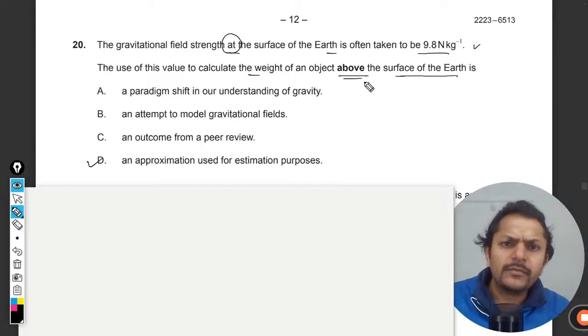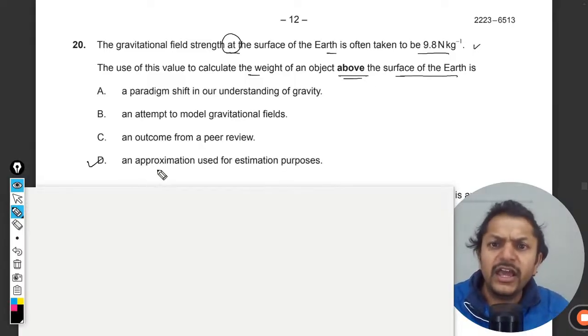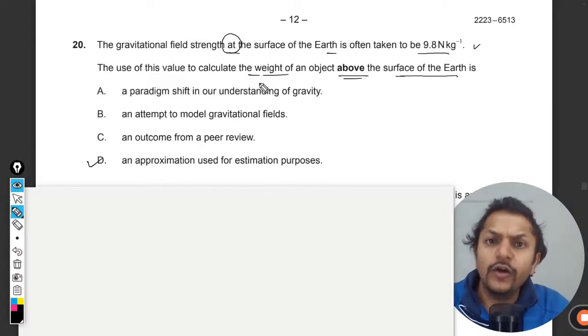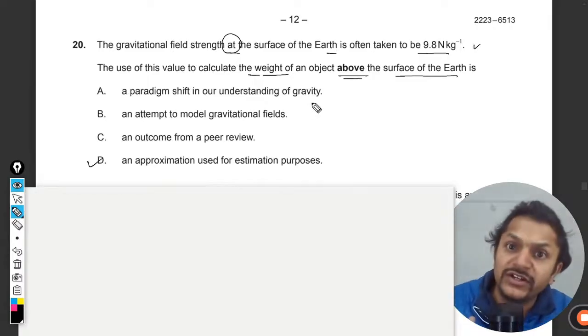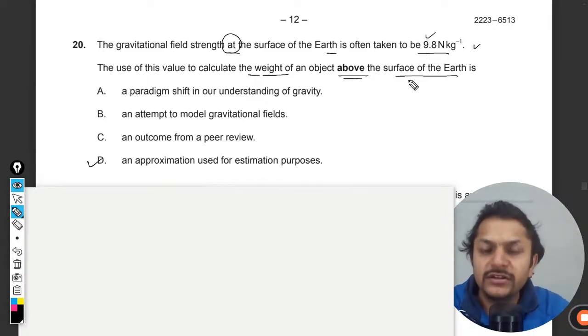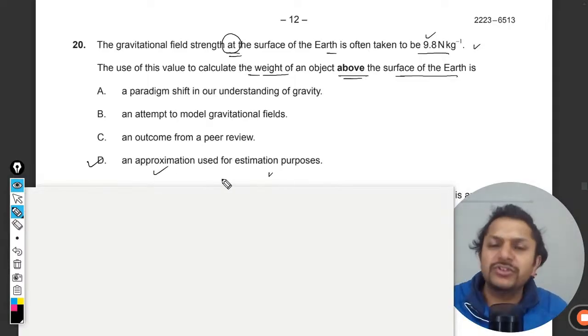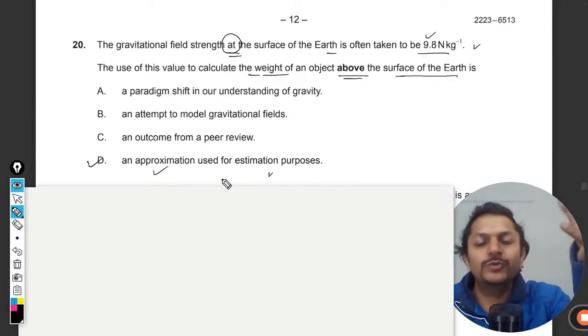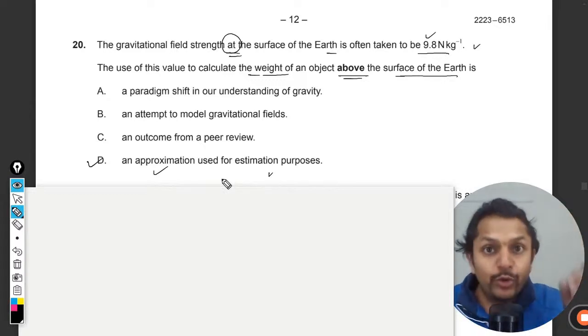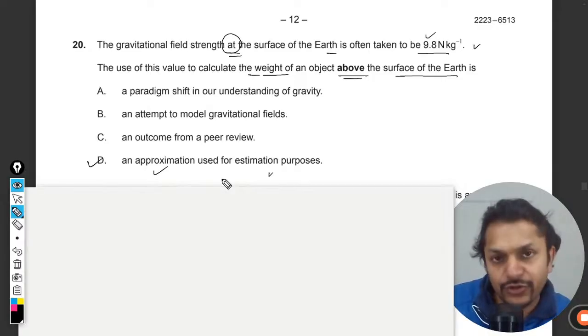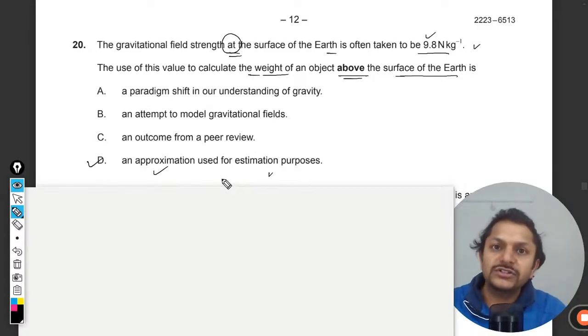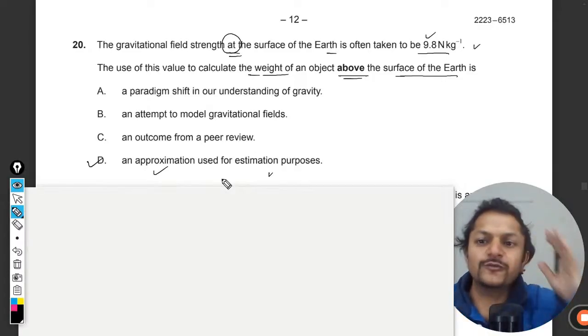So we can clearly say that if you want to find the weight of an object above the surface of the Earth, and you are still using 9.8, which is the gravity only at the surface of the Earth, clearly it is an approximation used for estimation purposes only. That much should be the force with which the Earth will be pulling you towards the center of the Earth. So that could be the force. So clearly in this case the answer will be D.